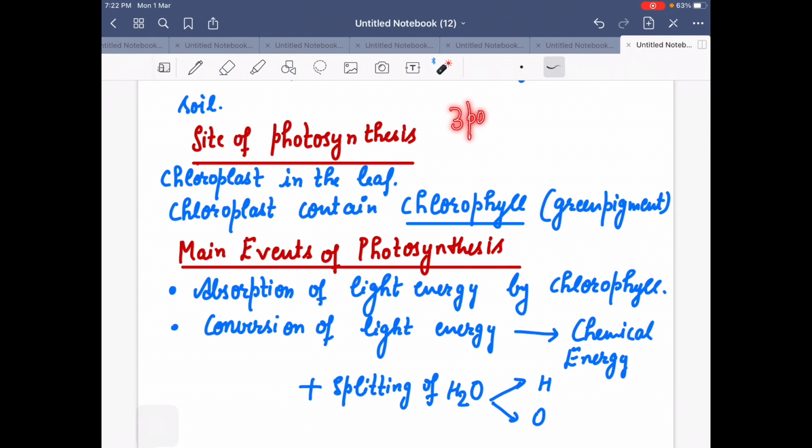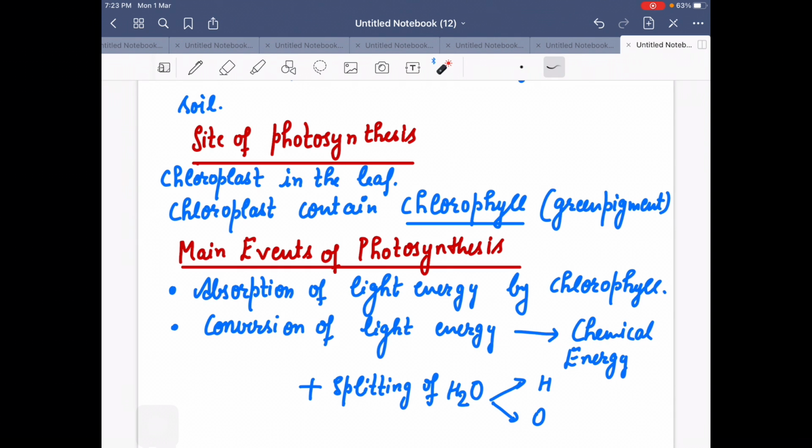Mention 3 points, or mention main events of photosynthesis. The first very important point in the photosynthesis is absorption. Of what? Light energy. Who is absorbing? Chlorophyll. So absorption of light energy by chlorophyll, basically. If the chlorophyll does not absorb, then the photosynthesis will basically not start. Point is clear: absorption of light energy, and who is absorbing it? Chlorophyll.